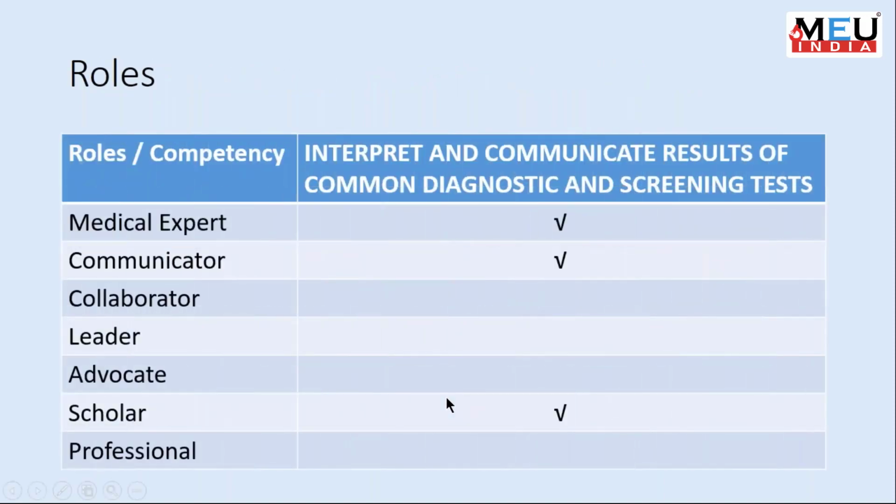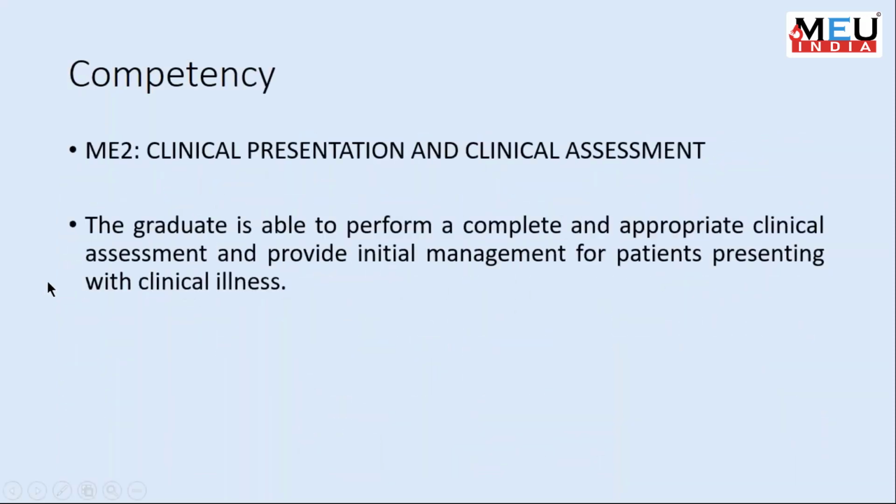Now you can see that an EPA includes roles which the student will have to acquire, right? As earlier said, these are the different roles, and an EPA would include different combinations of these roles. So over here, to interpret and communicate the results of common diagnostic and screening tests, the roles required are medical expert, communicator, and scholar. Now, these roles are further translated into competencies. And these competencies, as in the continuum I showed earlier, ME2, talks about clinical presentation and clinical assessment competency. The graduate is able to perform complete and appropriate clinical assessment and provide initial management for patients presenting with clinical illness. So this is one of the competencies within role number 2, that is medical expert.